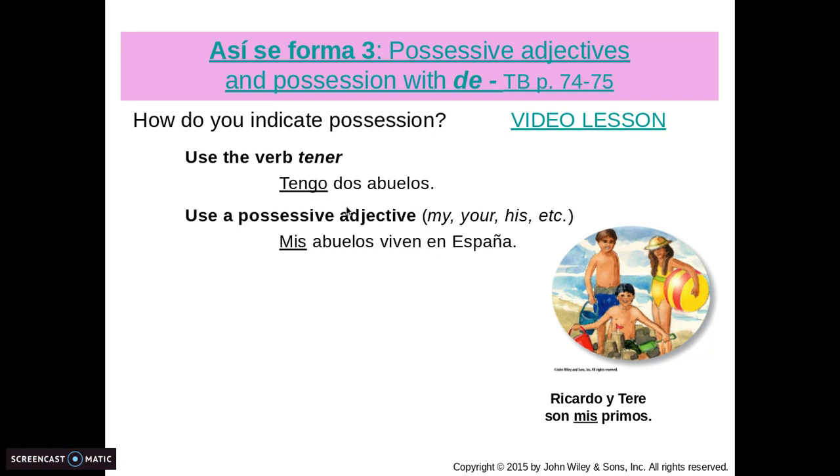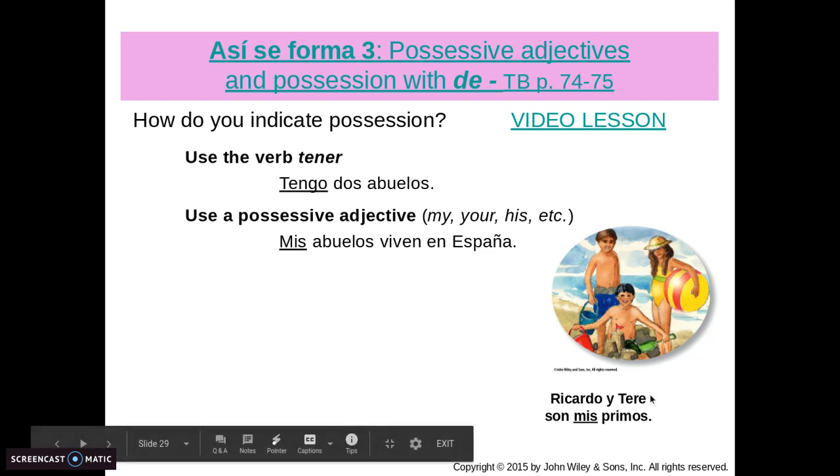Let's talk about another way, using the possessive adjectives. So these are words like my, your, his, her, our, and these are used in conjunction with the noun. So, por ejemplo, en esta frase, in this sentence, mis abuelos viven en España. My grandparents. I'm showing that these are mine, they belong to me by using mis.